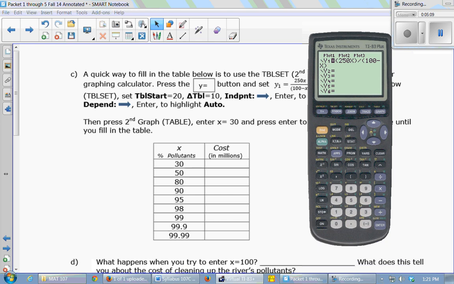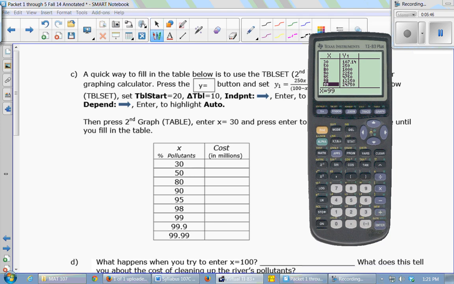Okay, so now I'm going to go to my table set, second window, and make sure my independent variable is set to ask and dependent is set to auto. Go to my table, and now I can type in anything I want. I'm going to type in 30, 50, 80, just typing in X's and it's telling me the Y's. Okay, so I can plug things in quickly. 90, 95, 98, 99. Okay, so copy these down.